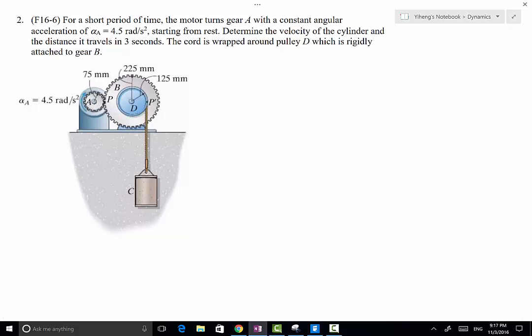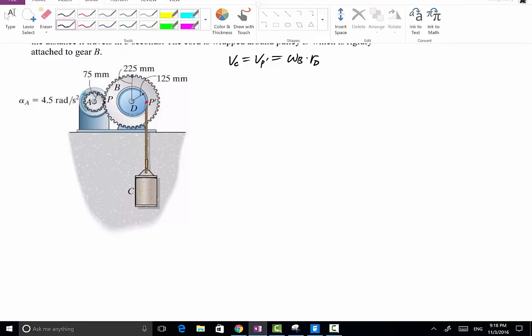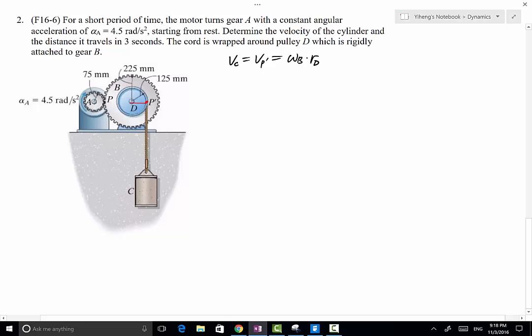So we can tell that the linear velocity of the cylinder will always be the same as the linear velocity of point P prime on the pulley. Therefore, Vc will always equal Vp prime, which equals omega B, because pulley D turns with the gear B, times Rd, which is this distance right here.